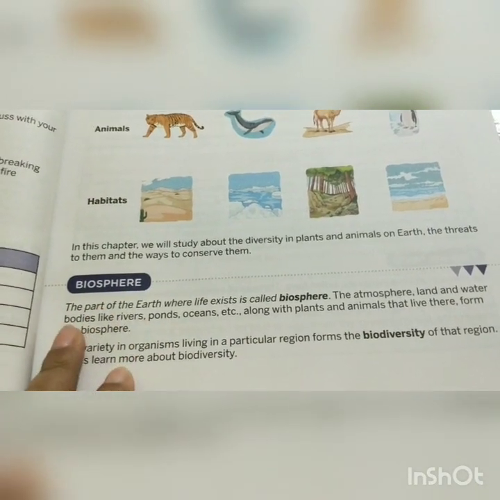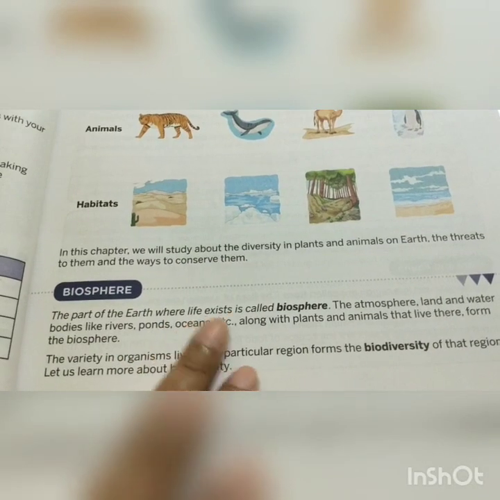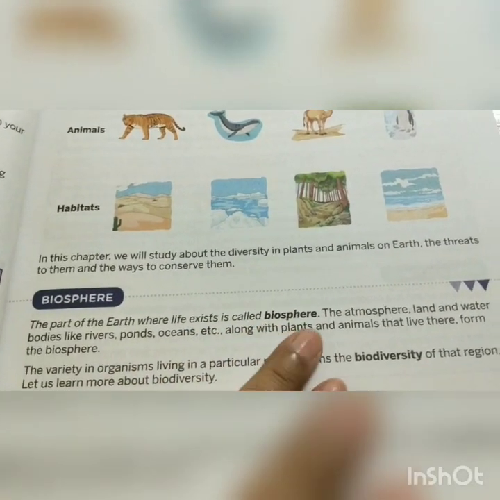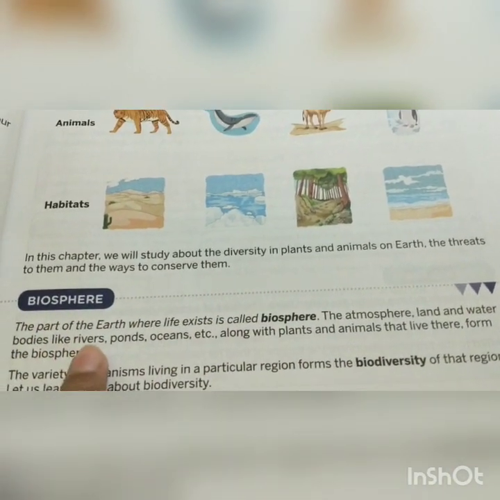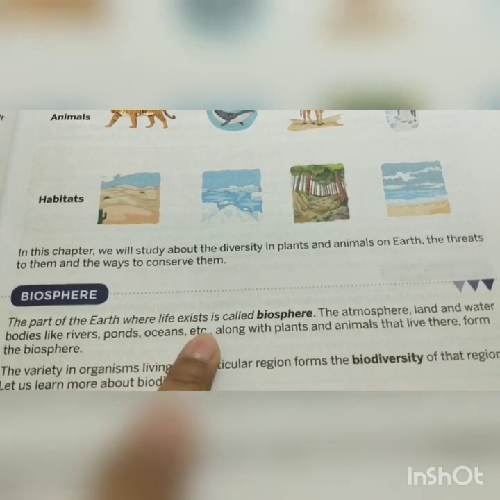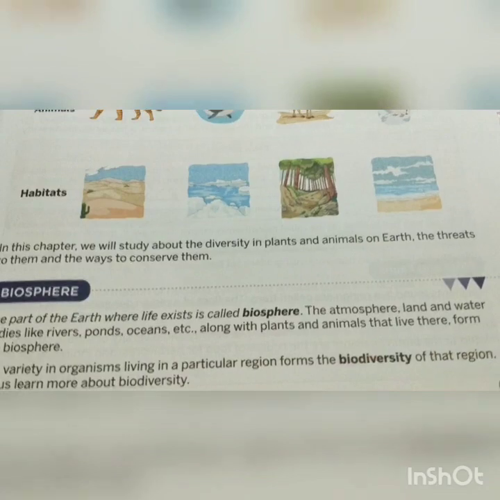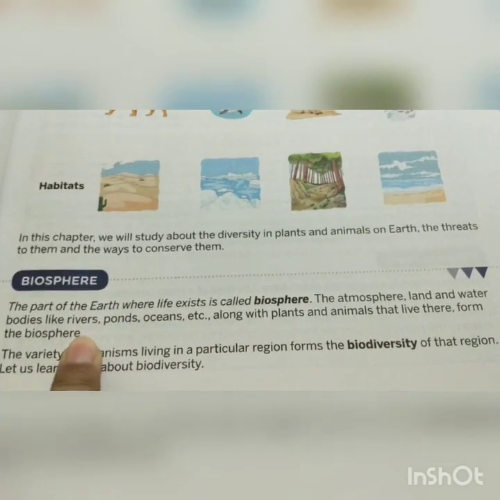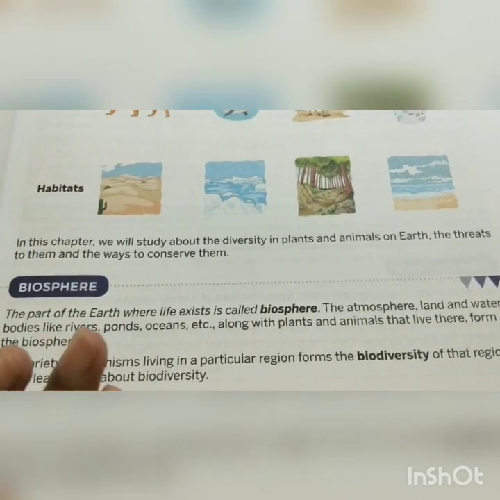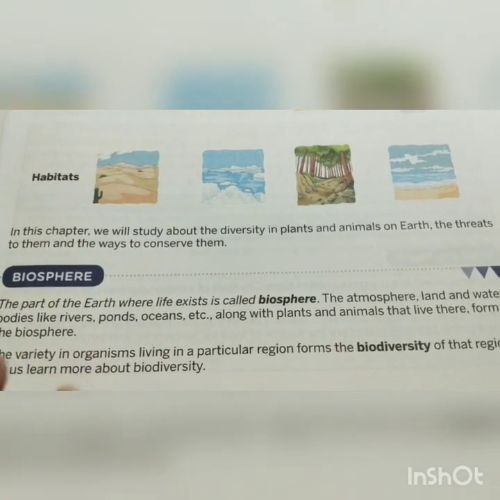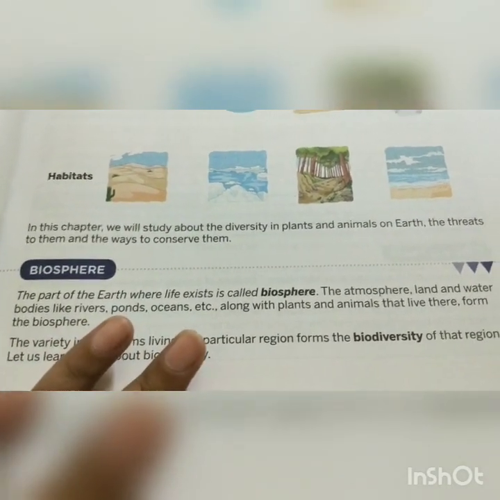Biosphere. What is the biosphere? The part of the earth where life exists is called the biosphere. The atmosphere, land and water bodies like river, pond, ocean, etc., along with plants and animals that live there form the biosphere. So what is the biosphere? The part of the earth where life exists, where the living beings are. That is called the biosphere.